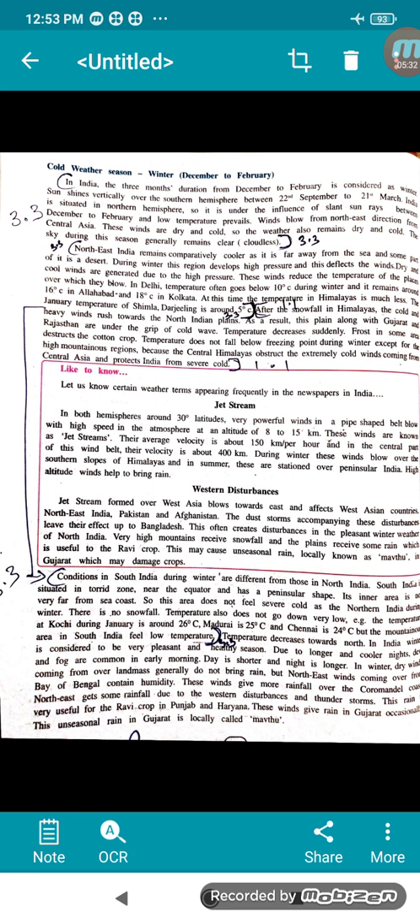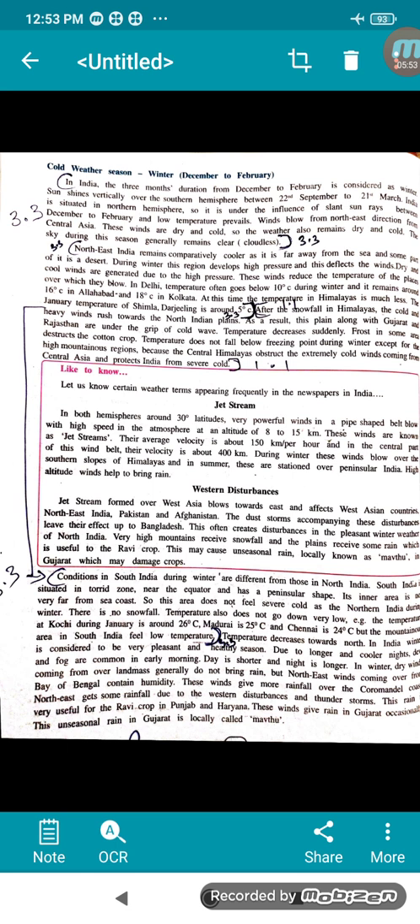But the mountainous area in South India also feels low temperature. Temperature decreases towards north. In India, winter is considered to be a very pleasant and healthy season. Due to longer and cooler nights, dew and fog are common in early morning. Day is shorter, night is longer.